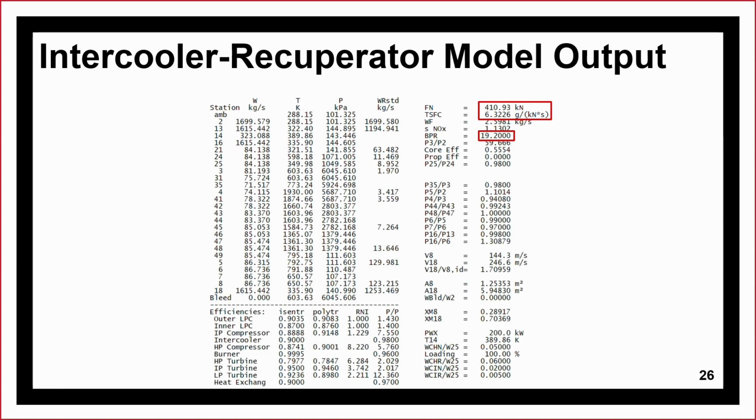that has been scaled to mimic the geared turbofan. Our final outputs in GasTurb with the aforementioned system show that we are maintaining the same level of thrust, but we've reduced our thrust-specific fuel consumption down to approximately 6.3226 grams per kilonewton second, and that's a decrease from roughly 6.7. And once again, this is with the increased bypass ratio at 19.2.